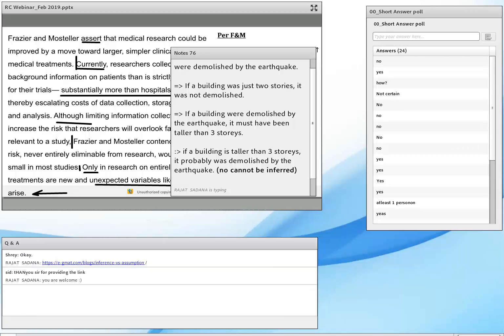It doesn't mean that if a building is taller than 3 stories, it probably was demolished, that there's a greater than 50% likelihood that it was demolished. It could be that there are 1,000 buildings taller than 3 stories, and probably 10 of them were demolished. But everything that was demolished was taller than 3 stories. So you can't say that if a building is taller than 3 stories, it probably was demolished by the earthquake. You can't say that.